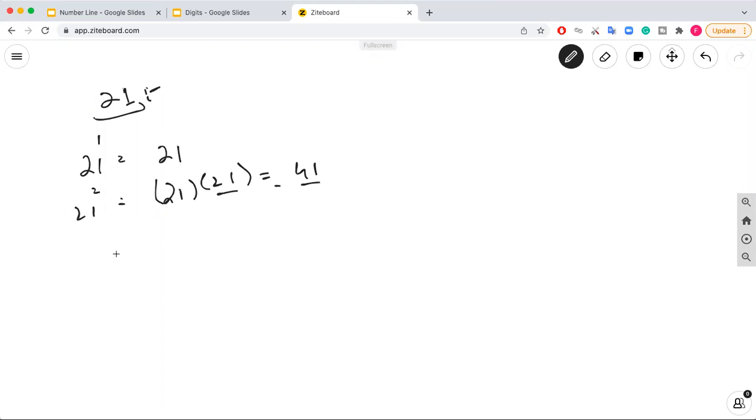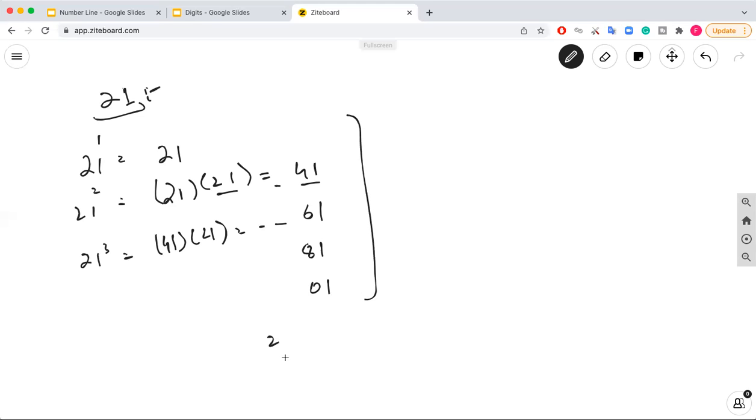Some value ending with 41. 21 cube is 41 into 21. That is some value ending with 61. The next one will be 81, then 01. And the same pattern will repeat. Then again, 21, 41, 61, 81, and 01. So the cyclicity is of 5, with 2, 4, 6, 8, and 0. So the cyclicity is of 5 for these.